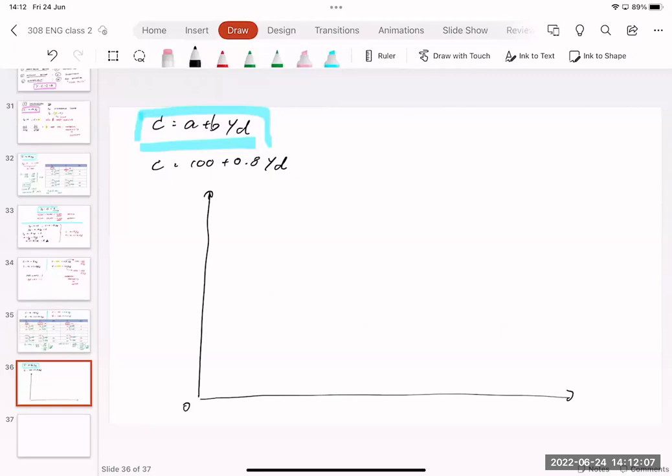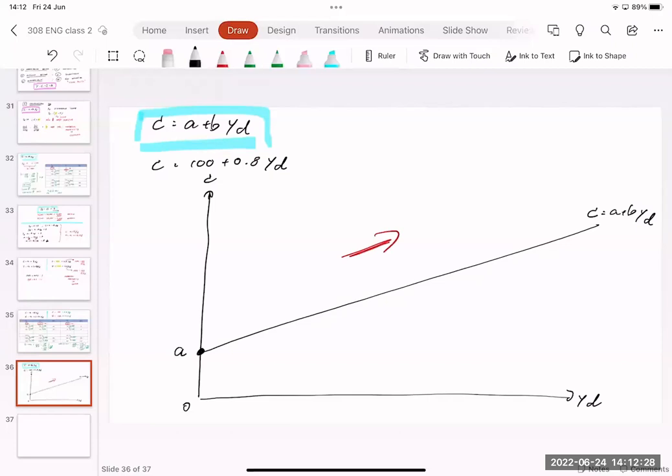On the horizontal axis, it's going to be YD. On the vertical axis, it's going to be C. The graph goes up like this, always with a positive slope. It is C equal to A plus BYD. The starting point here equal to A. At the starting point, YD equal to 0. If YD equal to 0, C is going to be equal to A, or in this case, 100. This is the starting point. A equal to 100.